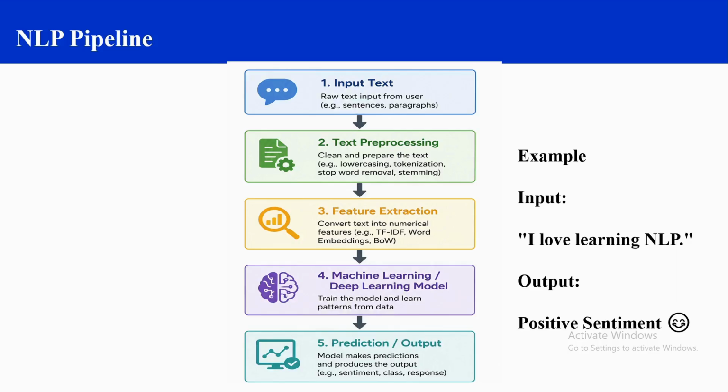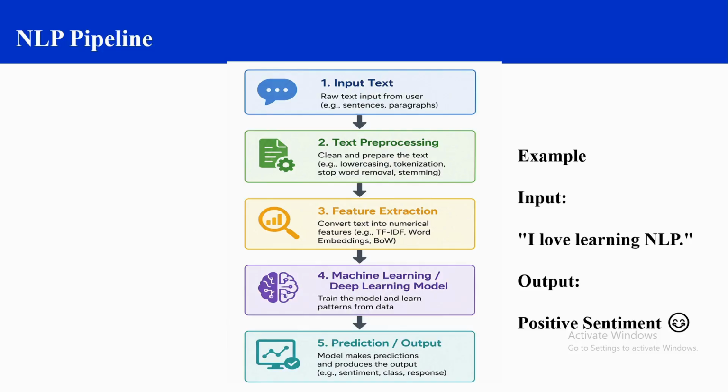So now let's understand the NLP pipeline. The word pipeline simply means a sequence of connected steps. Here the first stage is input text. This is the sentence entered by the user, for example, I love learning NLP. At this stage, it is just ordinary human language. The second stage is text pre-processing. Here, unnecessary symbols, punctuation marks, extra spaces, and irrelevant words are removed. Now the sentence becomes cleaner and easier for the computer for further processing.